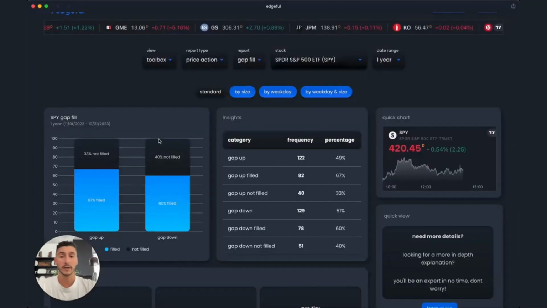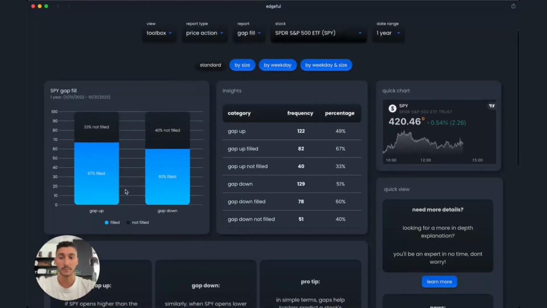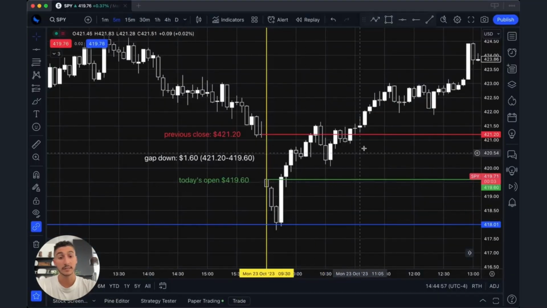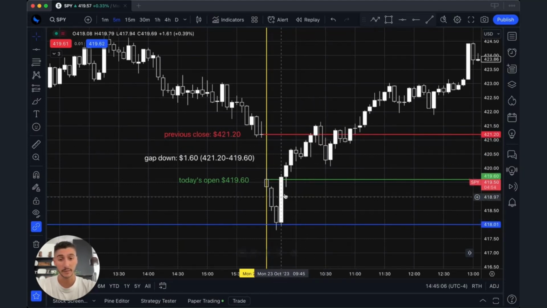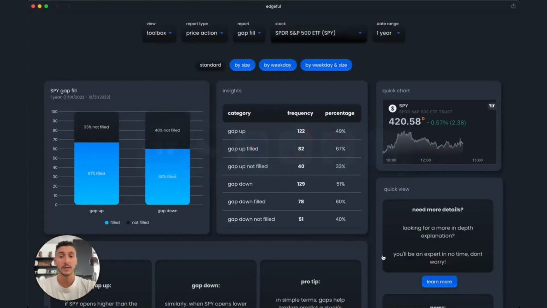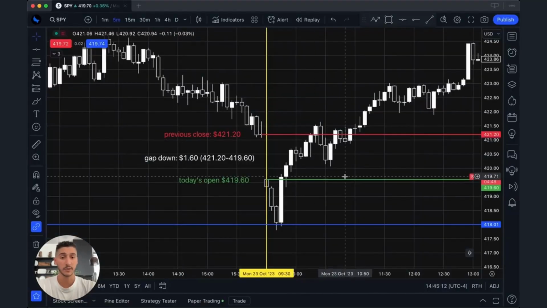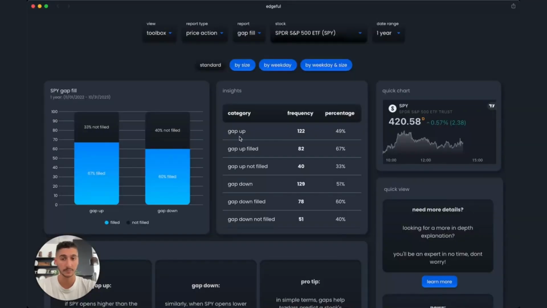So let's talk about this report. Now what we're seeing here is all the gaps up for SPY in the last year and all the gaps down for SPY in the last year. We're seeing how often the gaps down filled, how often the gaps up filled, and how often the gaps up did not fill, and how often the gaps down did not fill. So this specific day, the gap filled because price touched this red line. If price had stayed below this red line, if it went up and then came back down and kept going down, that would count for not filling because the price would not have touched this red line.